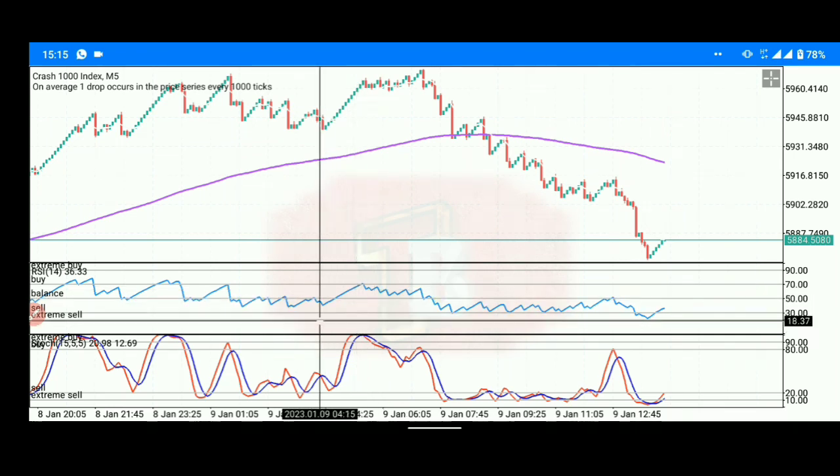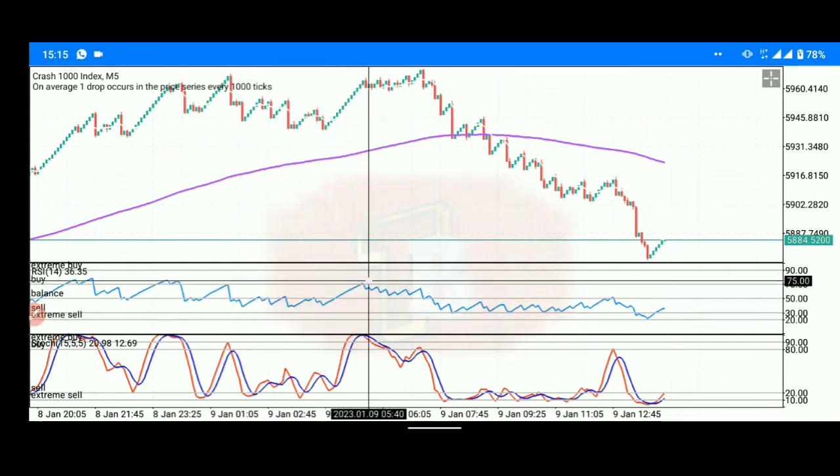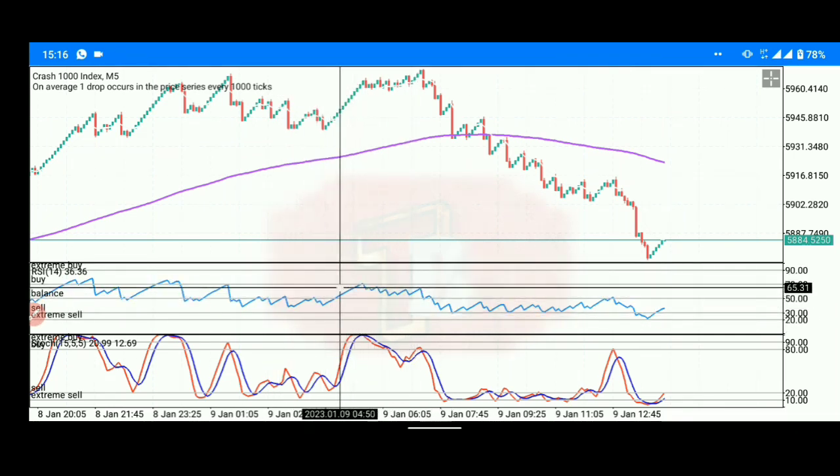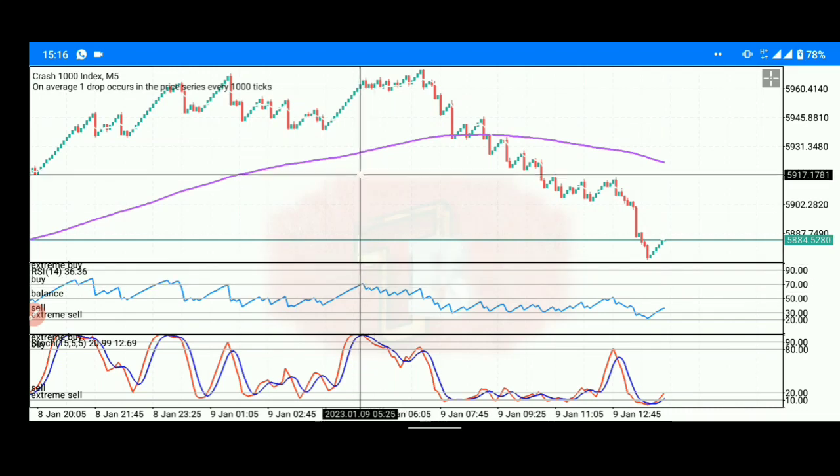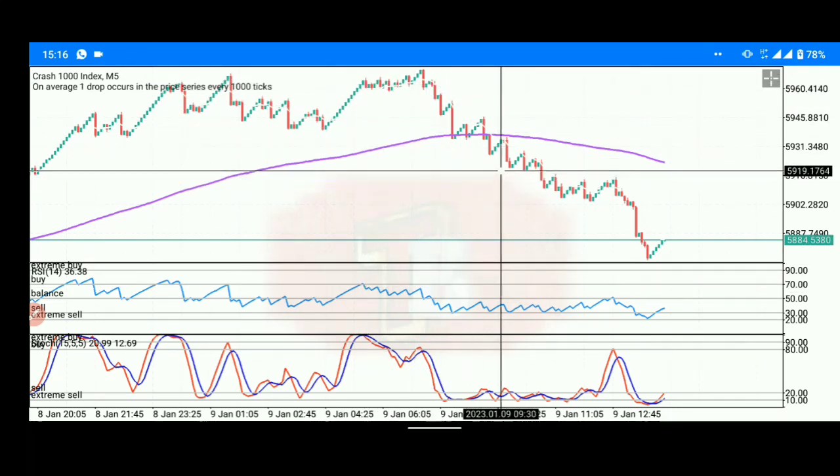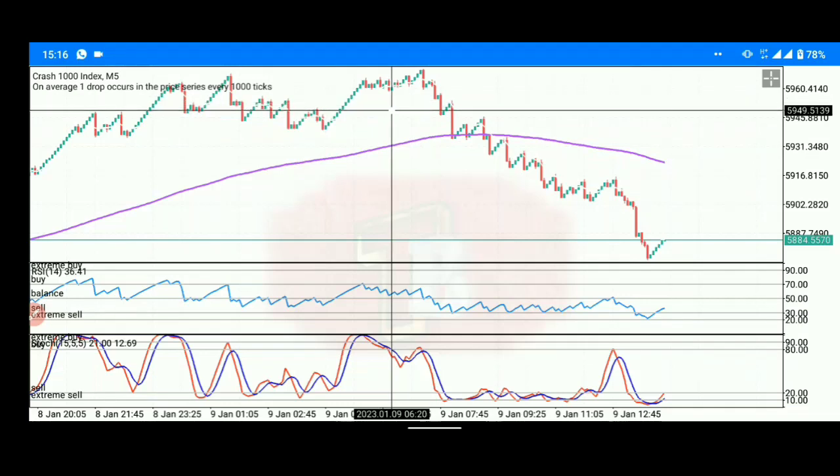If somebody is seeing it, look at it. It's very clear. You see it? It's giving us a sell position. You enter for a sell position.